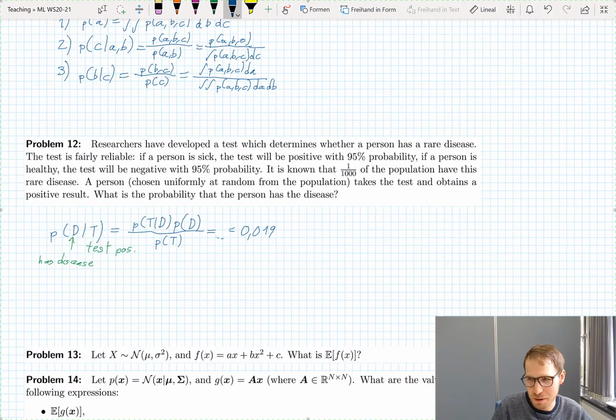So that's very low. That's actually the interesting thing about the Bayes theorem. Even if you have a very accurate test, if the probability of having the disease is low, it's not enough. The probability will still be extremely low.